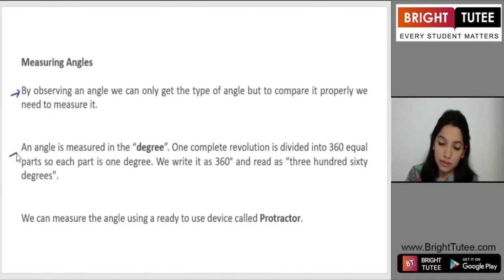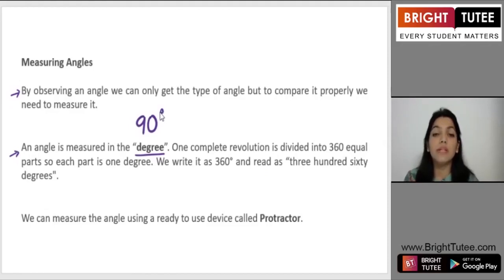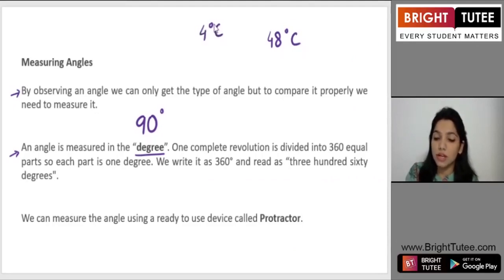An angle is measured in degrees. So this word degree, when we write 90, we put a small dot on top of it. Every time you write any degree, you write it with a small dot on the top. This tells you degree. You have also heard this while talking about temperatures. Like today it's extremely hot, so probably it's 48 degrees Celsius. You might have heard this. It's very cold, so probably it's 4 degrees Celsius. So this little dot on the top that we put is called degree.